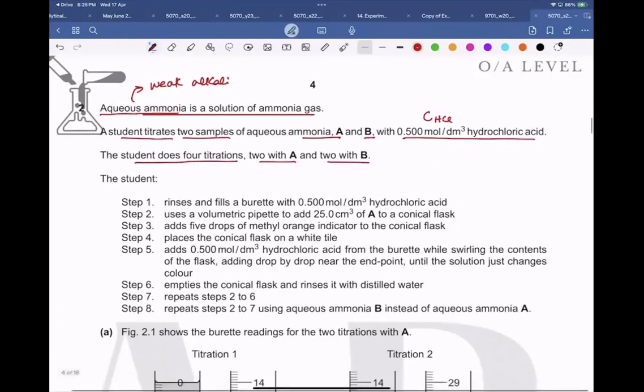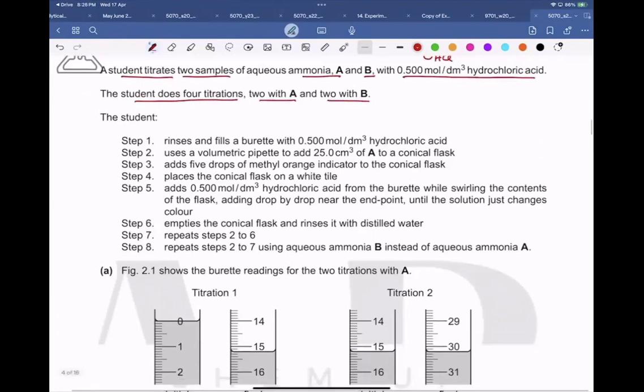A student rinses and fills a burette with 0.5 mole per dm cube hydrochloric acid. Uses a volumetric pipette to add 25 centimeter cube of A to a conical flask. So what we are taking in the conical flask is A, which is one solution of aqueous ammonia. Add 5 drops of methyl orange indicator to the conical flask. Place the conical flask on the white tile.